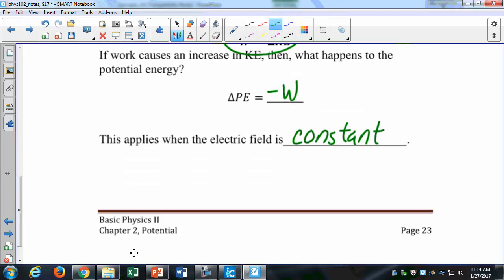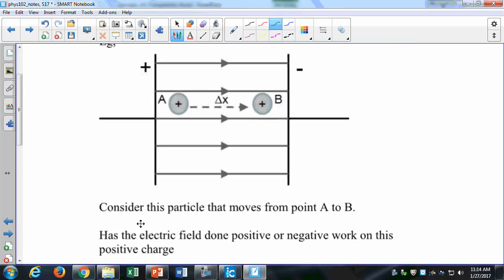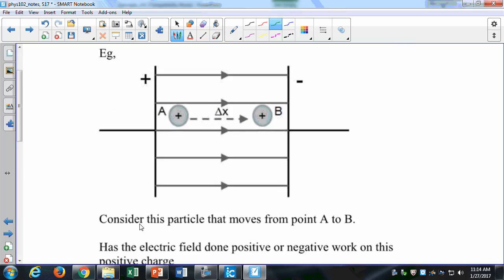May I go down from here? All right, so say, for example, we have this particle that moves from A to B. So this is actually a capacitor. It's two metal plates that are set up next to one another. One of the plates is positively charged, one of the plates is negatively charged. The electric field lines run from positive to negative charges.